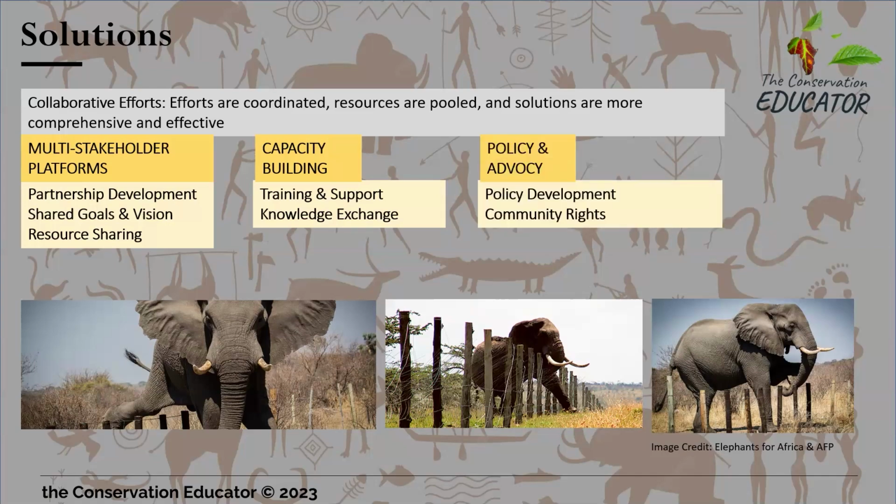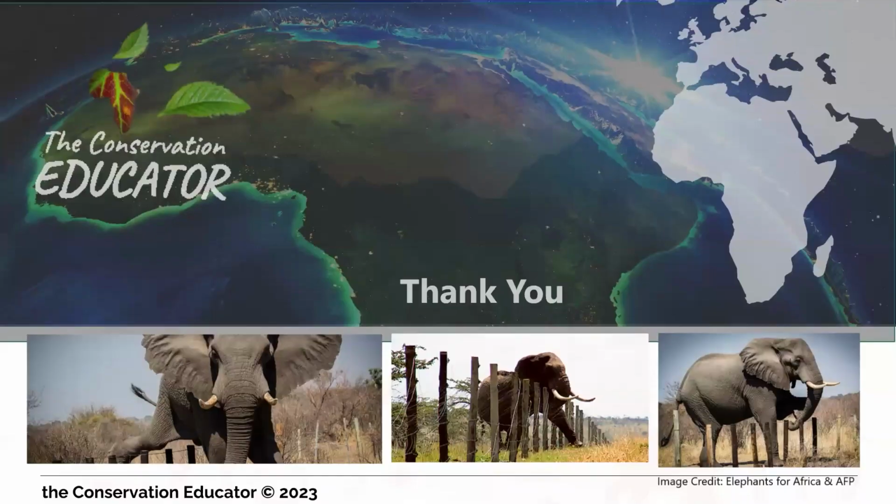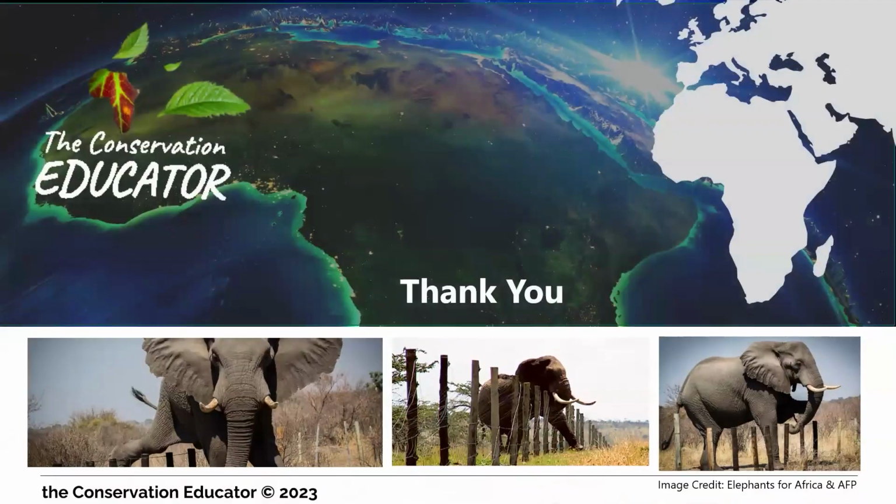And policy and advocacy, as I have said before, is a whole area of employment, working on policy development, working with community rights. It is critical. And in the bottom here, you can see an elephant stepping right over a fence because that's what he wants to do. So thank you, everyone.